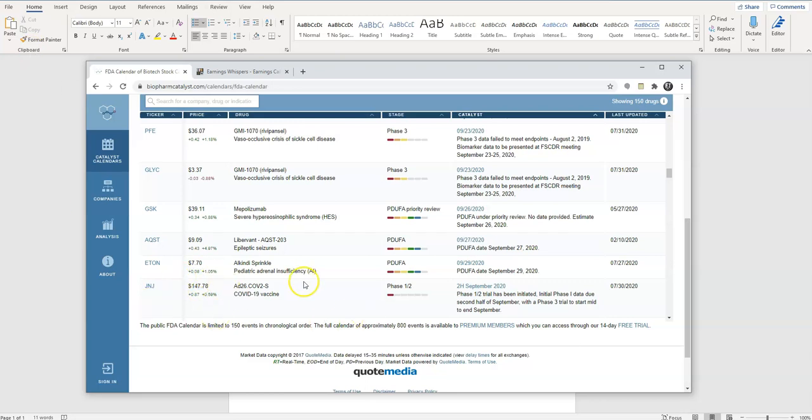And a lot of the times what I've noticed and how I like to play it is when there's a big drug coming up and cancer related, for an example, or COVID-19 vaccine. You can see J&J right here, phase one-half in September. It tends to get bought up leading in to the news because everybody wants to be in it before they report. So you can buy it a month out, a couple weeks out before they report the data, and you can ride it up before they report it as it starts getting bought into.